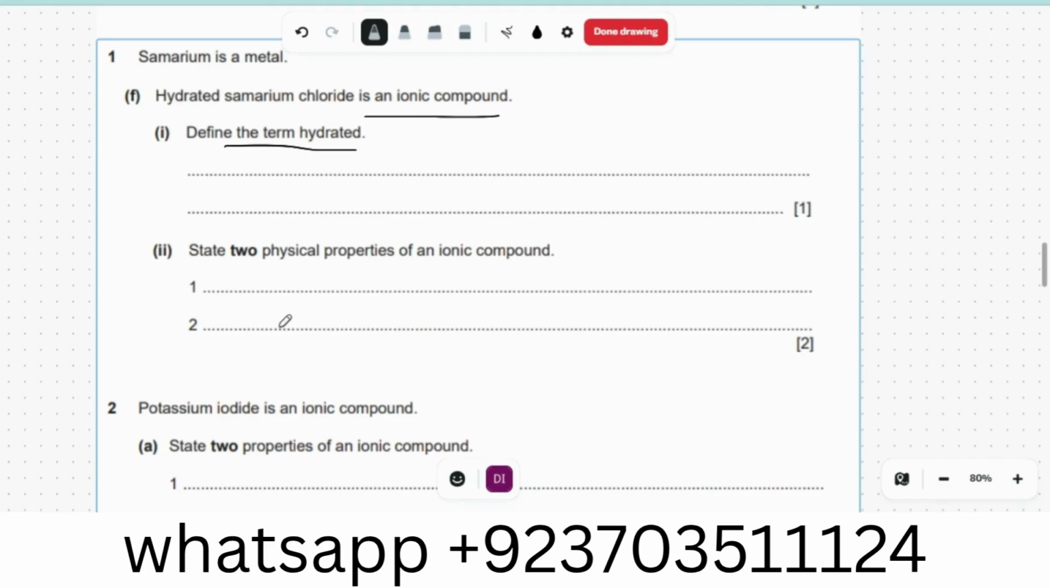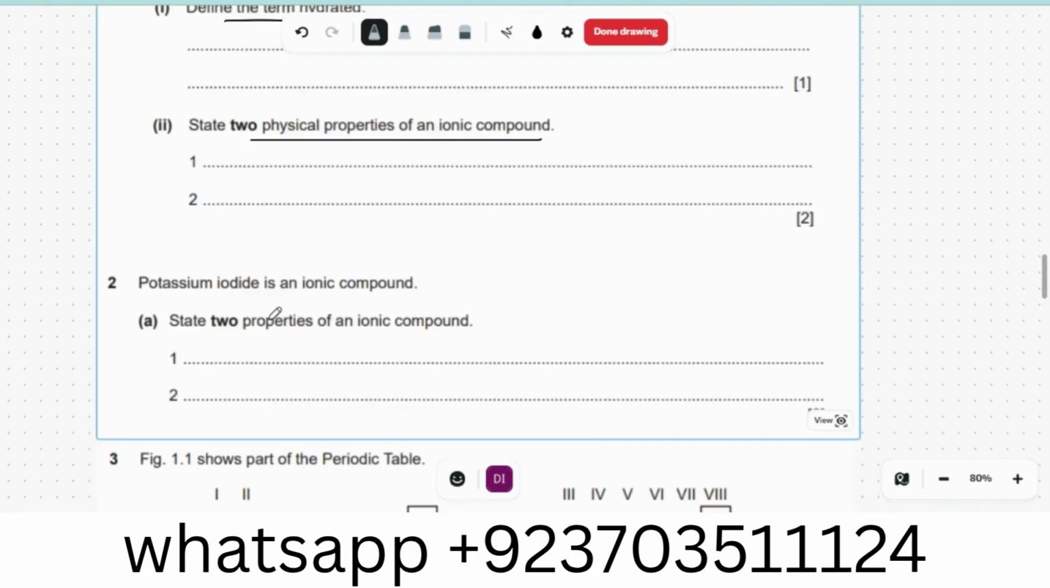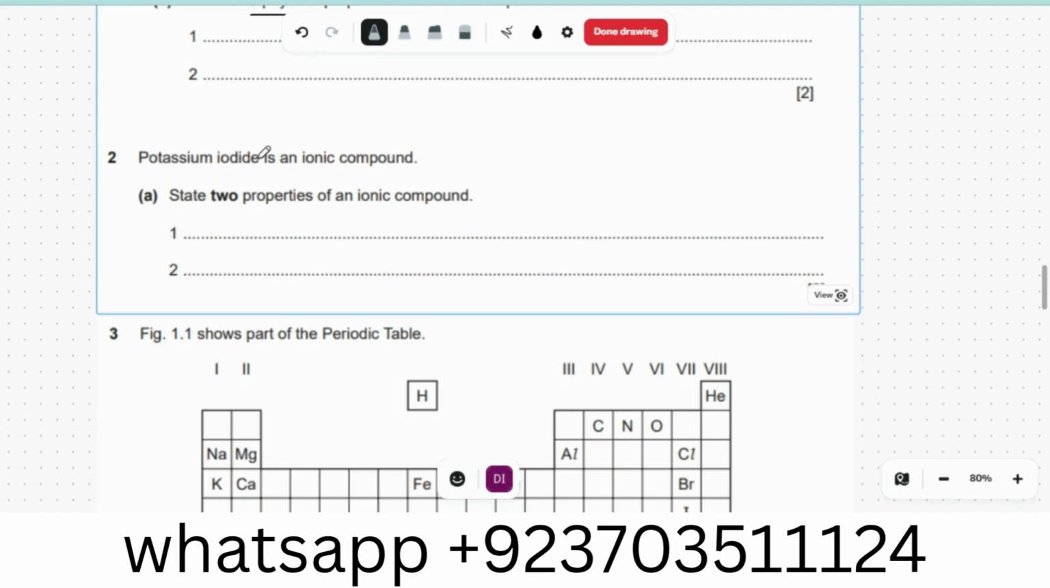State two physical properties of an ionic compound: high melting point, and conducts electricity when it's in molten form. Okay, that's a simple thing. Potassium iodide is an ionic compound. State two properties of an ionic compound: again, high melting point and conduct electricity when they are molten.